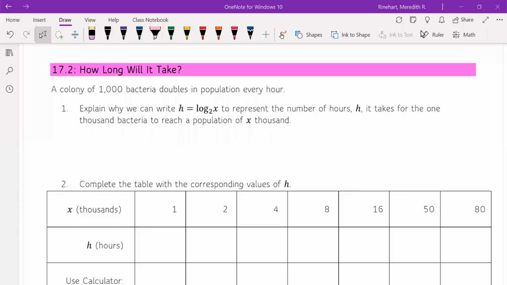Take a moment to read Unit 4, Problem 17.2, How long will it take? In this activity, students begin to learn about logarithmic functions in a real-world problem about population growth.